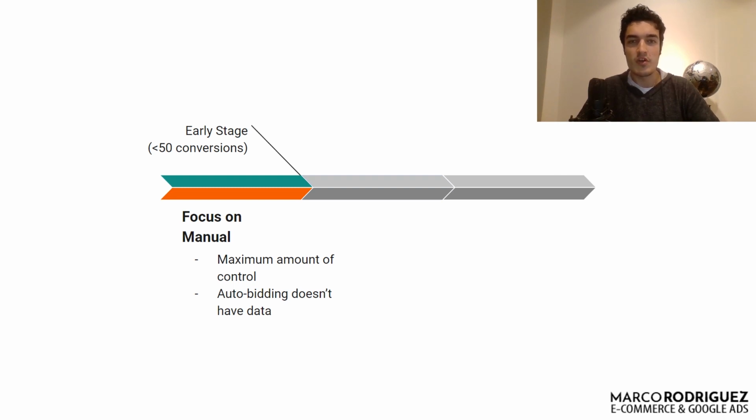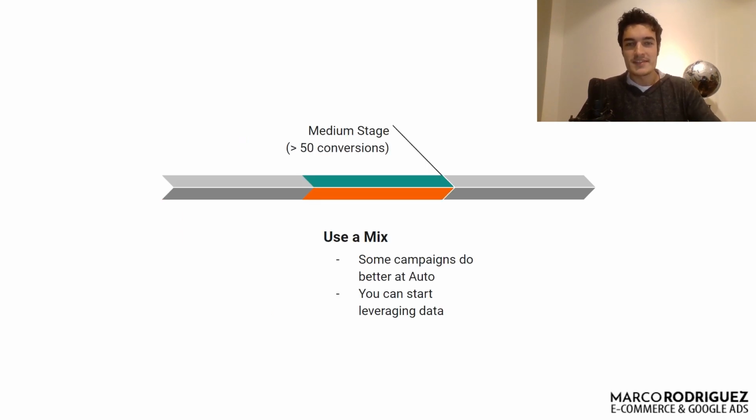So that's where you do it all manually. Then in the second stage, or the medium stage, let's say you have more than 50 conversions, there is no real upper limit here, to be honest. But as soon as this is the case, you can use a mix, because some campaigns do better on auto bidding, and you can start leveraging data.